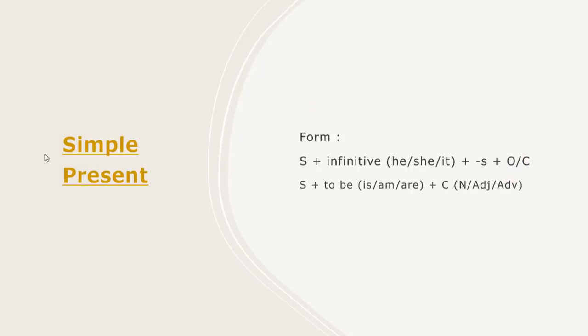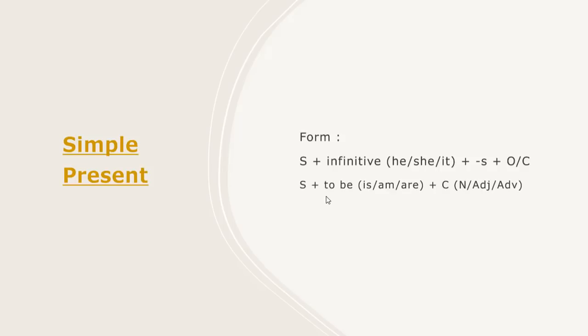Now, the first tense is simple present. Okay? When we are talking about simple present or other tenses, we need to know how to form it. So the form is subject plus infinitive plus object or complement. When the subject is he, she, it, we add S or ES after the verb. Okay? Like I go, he goes. We study, she studies.